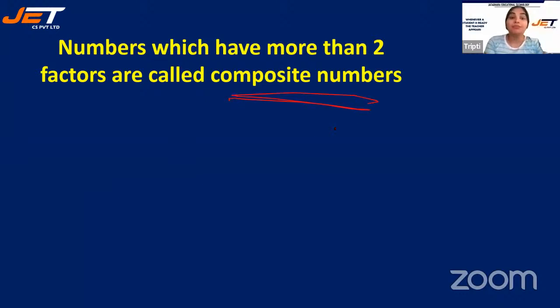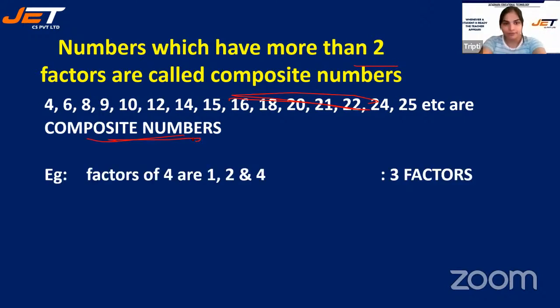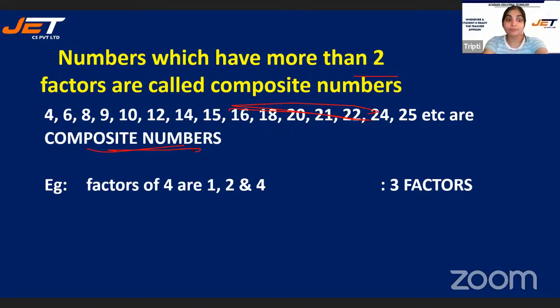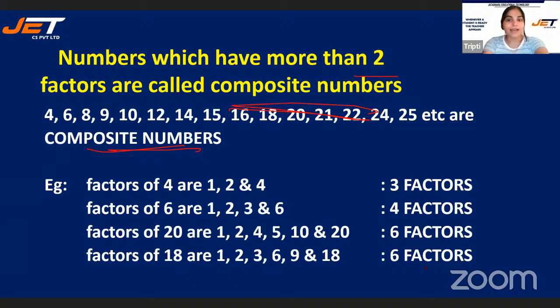Next is, what do we call the numbers which have more than two factors? What is their name? They are called composite numbers. Composite numbers have more than two factors. If I talk about 4, 4 has more than two factors: 1, 2, and 4 itself. So 3 factors. Here 6 has 4 factors. 20 has 6 factors. 18 has 6 factors. So the numbers that have more than 2 factors are called composite numbers. Is that clear?